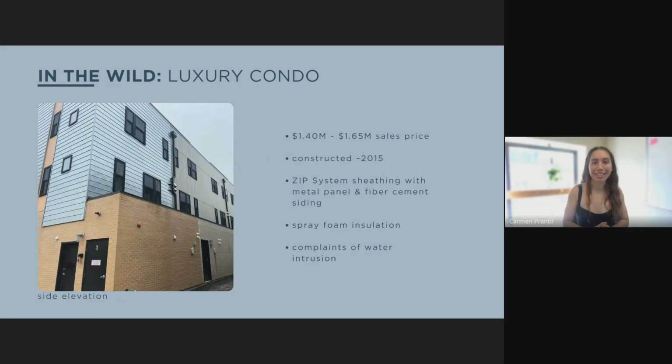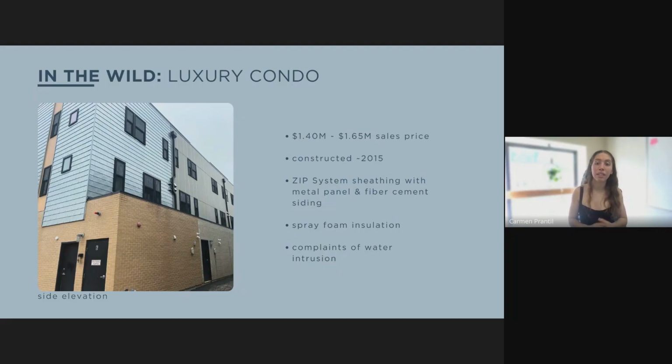We'll go into our next case study, which is going to be these luxury condos in Cambridge, Massachusetts. We joke all the time at our office that a lot of our projects that are the worst happen to have the word luxury either in the title of the building or the real estate listing for it. So this one was a luxury condo, $1.4 to $1.65 million sales price for the units, 15 to 20 units in the building, and it was built around 2015. So again, about a decade old at this point. This is a past project of ours, so we were investigating this when it was less than a decade old.